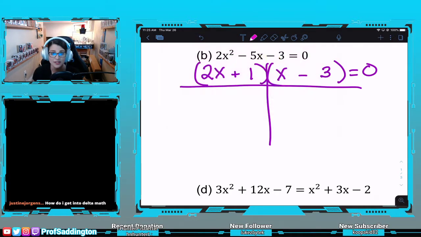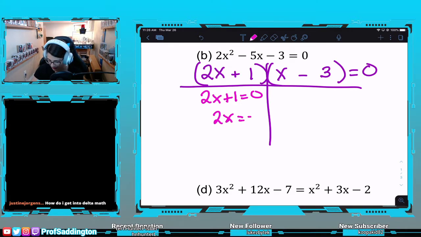All right, so now that I got my bubbles, it's equal to 0. I can solve. So we get 2x plus 1 equals 0. So if I'm going to solve for x, I've got to first subtract 1. So I get 2x equals negative 1. And then I need to divide by 2. So I get x equals negative half for one of my roots.